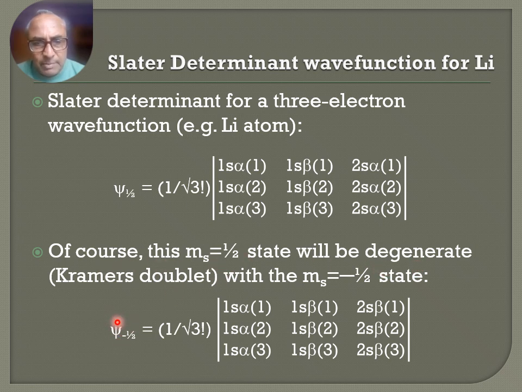So for the ms equal to minus half wave function, we have 1 upon square root of factorial 3, 1s alpha 1, 1s beta 1, 2s beta 1, 1s alpha 2, 1s beta 2, 2s beta 2, 1s alpha 3, 1s beta 3, 2s beta 3.